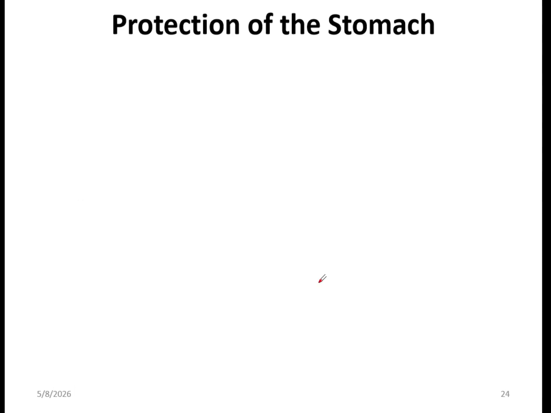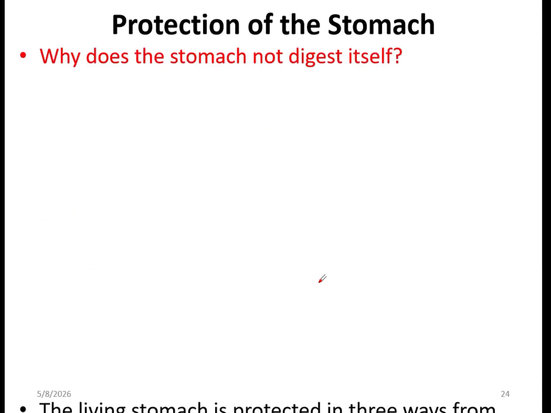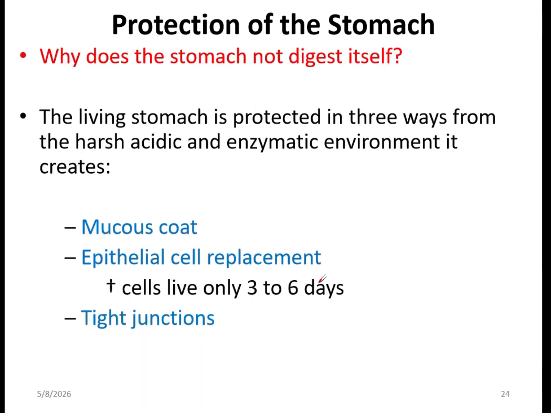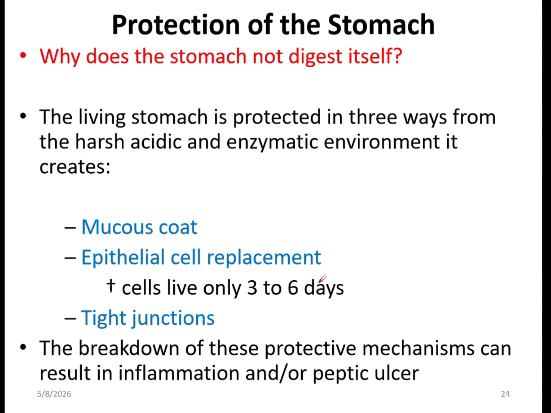Next is the protection of the stomach. Why does the stomach not digest itself? The living stomach is protected in three ways from the harsh acidic and enzymatic environment. They are the mucous coat, epithelial cell replacement, and tight junctions. So these are the protections. As I said earlier, the breakdown of these protective mechanisms can result in inflammation and also peptic ulcer.